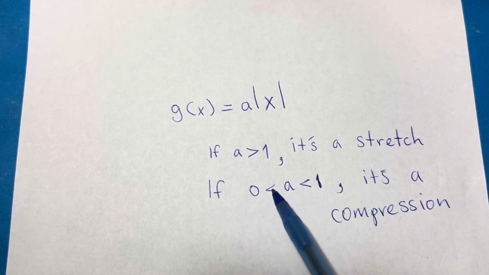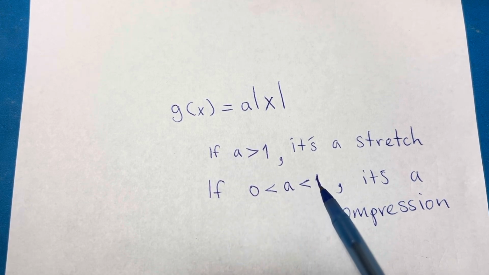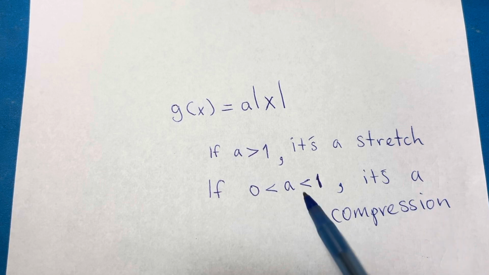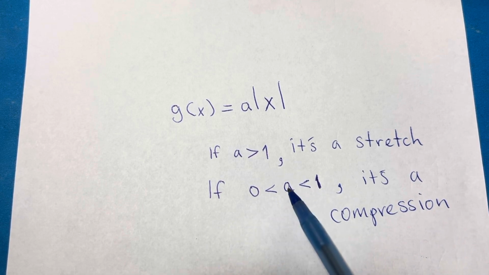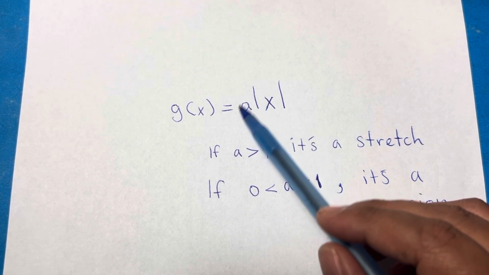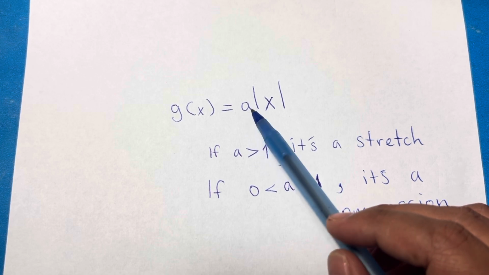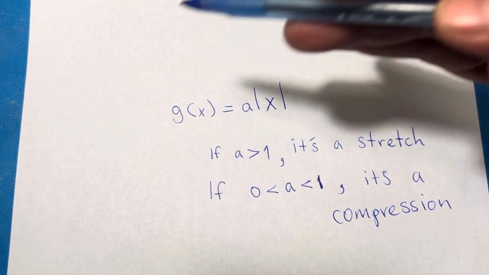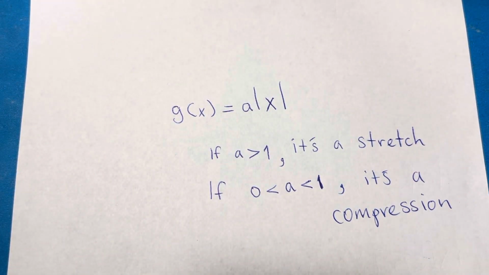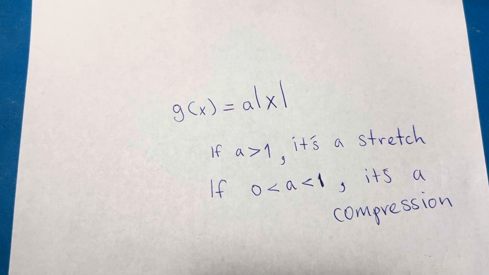If a is greater than 0 but less than 1, then it's a compression. What this refers to is when a is a fraction. If this is a proper fraction, then it's a compression, meaning that the graph will shrink. And it will make more sense when we start looking at specific examples.